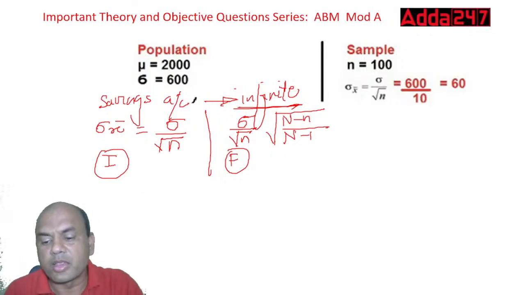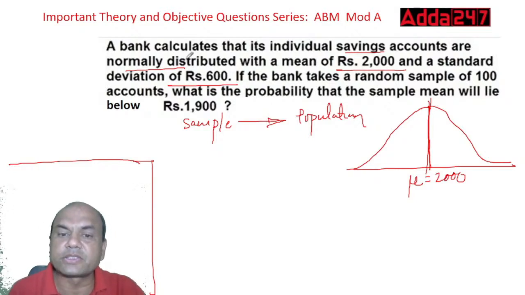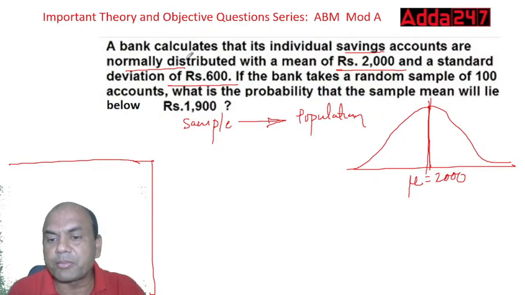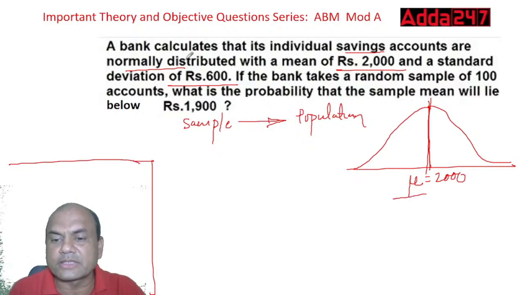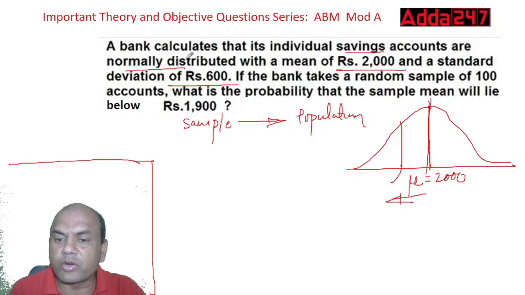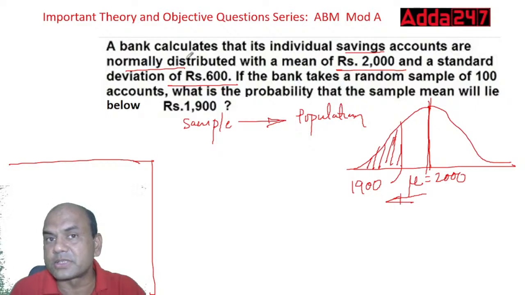Now, second part, what have they given? They have asked the probability that the sample mean will lie below 1900. So what do you mean by below 1900? Look at this, this is mu, 2000. On the left side will always be less than 2000. So 1900 will lie somewhere right here. We want below 1900, so we want this area below 1900. This is the basic answer we require.